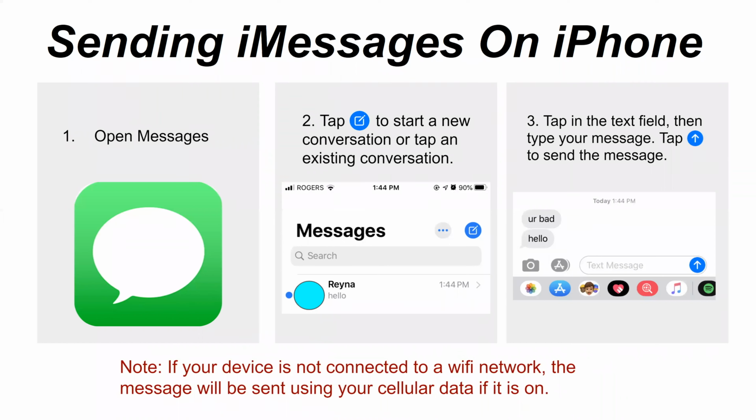You can send iMessages on iPhone by opening the Messages app and then tapping the Compose button to start a new conversation or tapping an existing conversation. The Compose button can be found at the top right of your screen. You can tap in the text field and then type your message. Tap the blue send icon at the middle right of your screen to send the message.